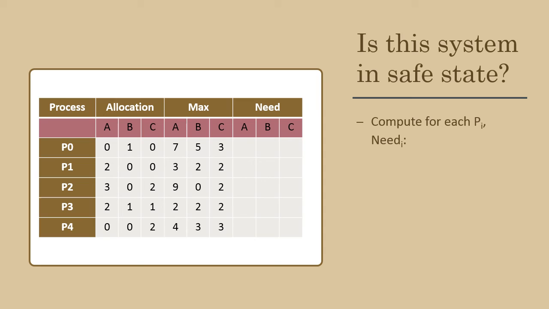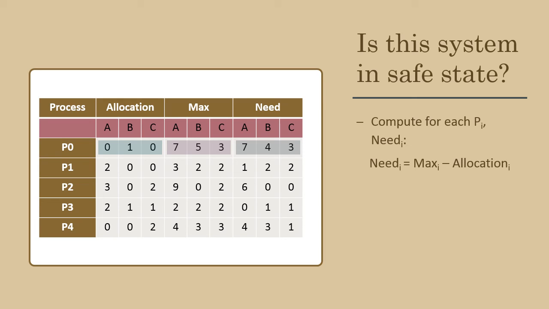Compute for each Pi Need i. Need i is Max i minus Allocation i. So 753 minus 010 is 743. 322 minus 200 is 122. 902 minus 302 is 600. 222 minus 211 is 011. And 433 minus 002 is 431.